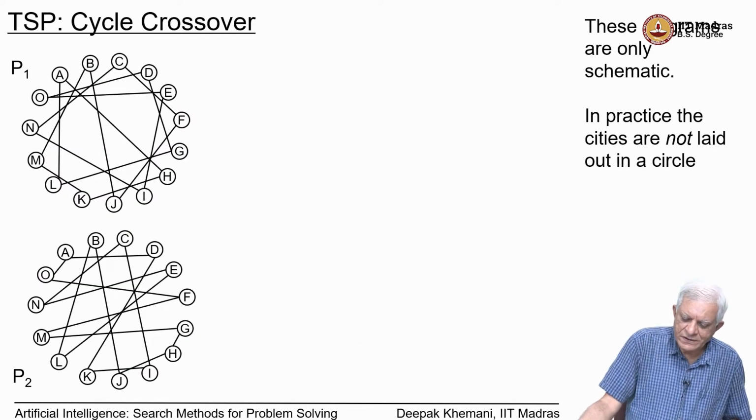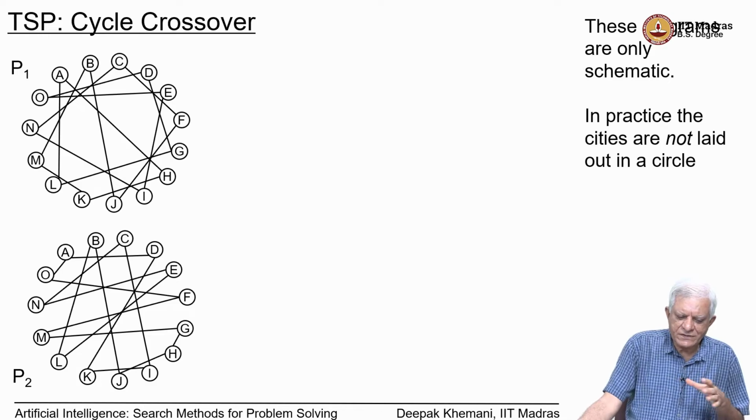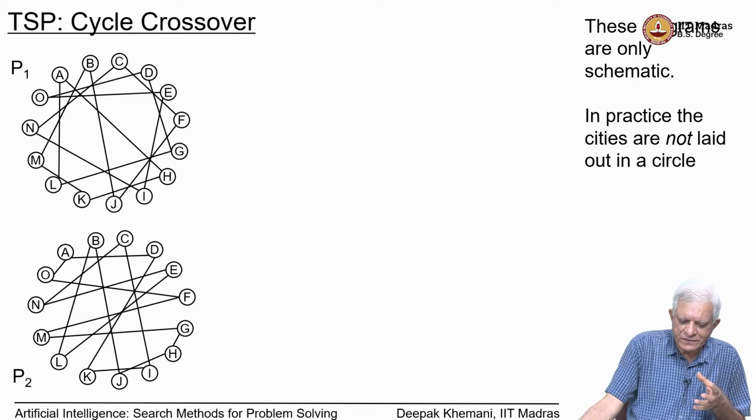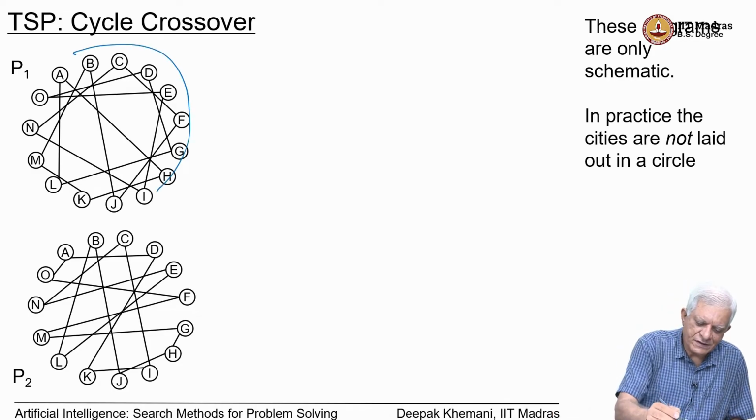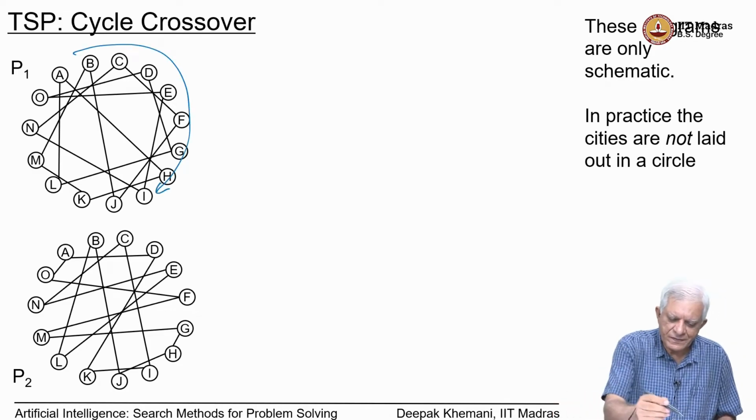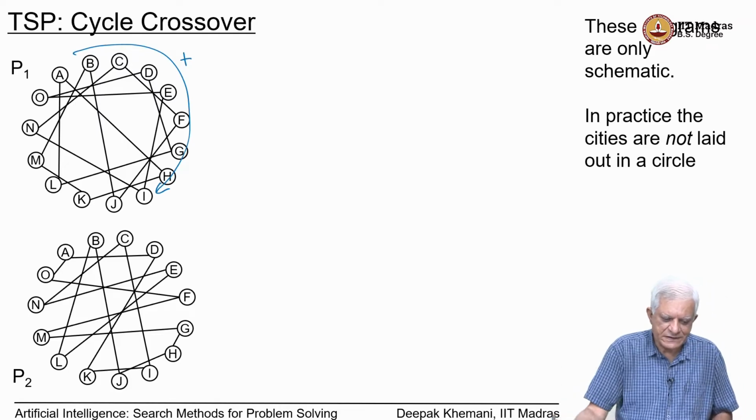How does this look? I have drawn these diagrams, which are schematic diagrams. These are not geographic locations, so do not look at the tour as a physical tour. It is just a schematic where I have written all the cities in a circle, and we just want to see how the two tours look after that. It does not mean that the shortest tour would have been going around the circle like this, because this is not a geographic diagram, it is a schematic diagram only.